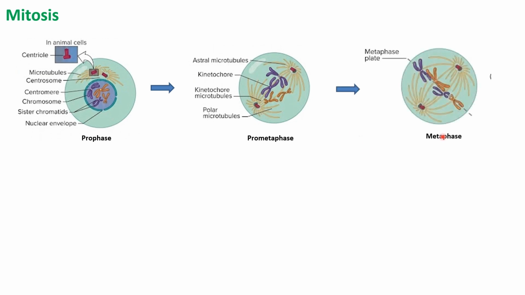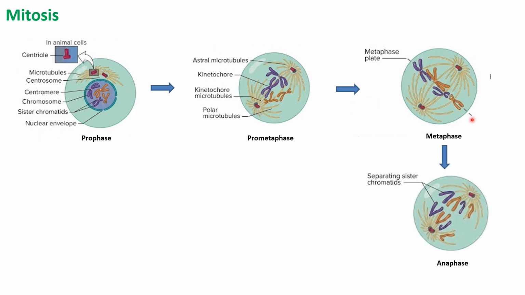Next phase is the metaphase. Here we can see all the chromosomes are lined up on the metaphase plate and these sister chromatids are facing the opposite poles. When it comes to the anaphase, sister chromatids are separated and they are moved to the opposite poles.